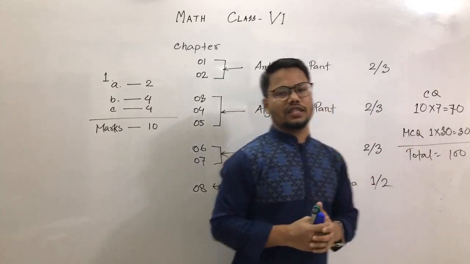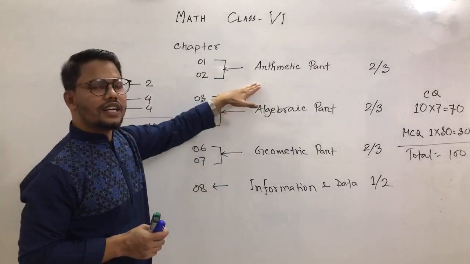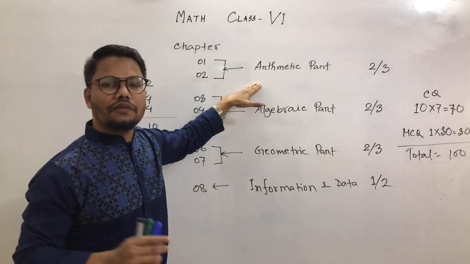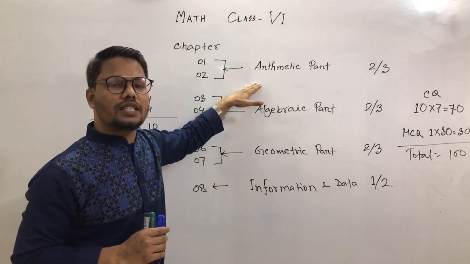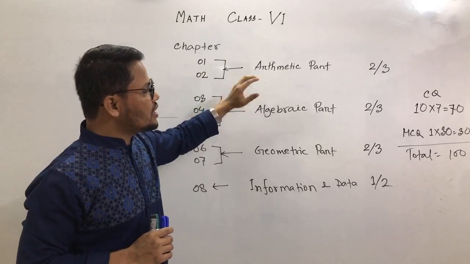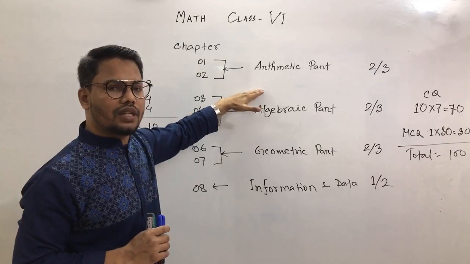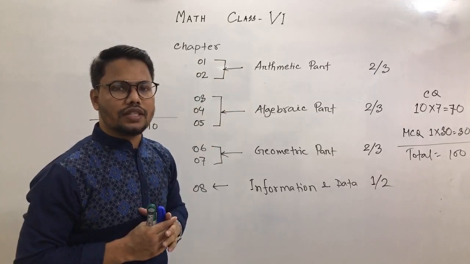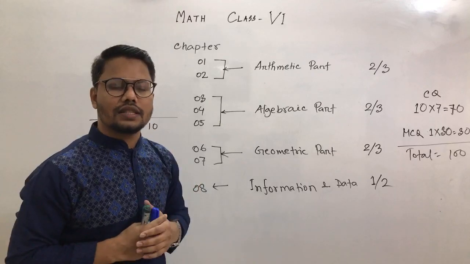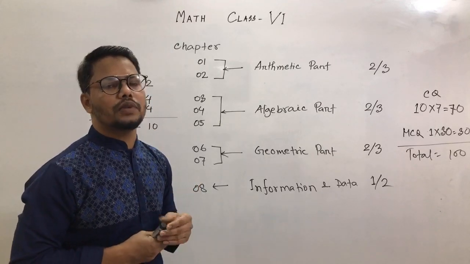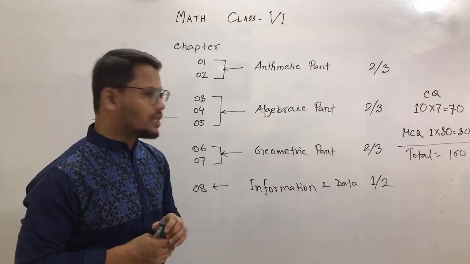Total 100 marks. But before the half yearly exam, you have to give the first exam, the first midterm exam. The first midterm exam is basically 50 marks. You have to answer 3 creative questions, and the mark is 30, and 20 MCQs will be 20 marks. 30 plus 20 is 50.